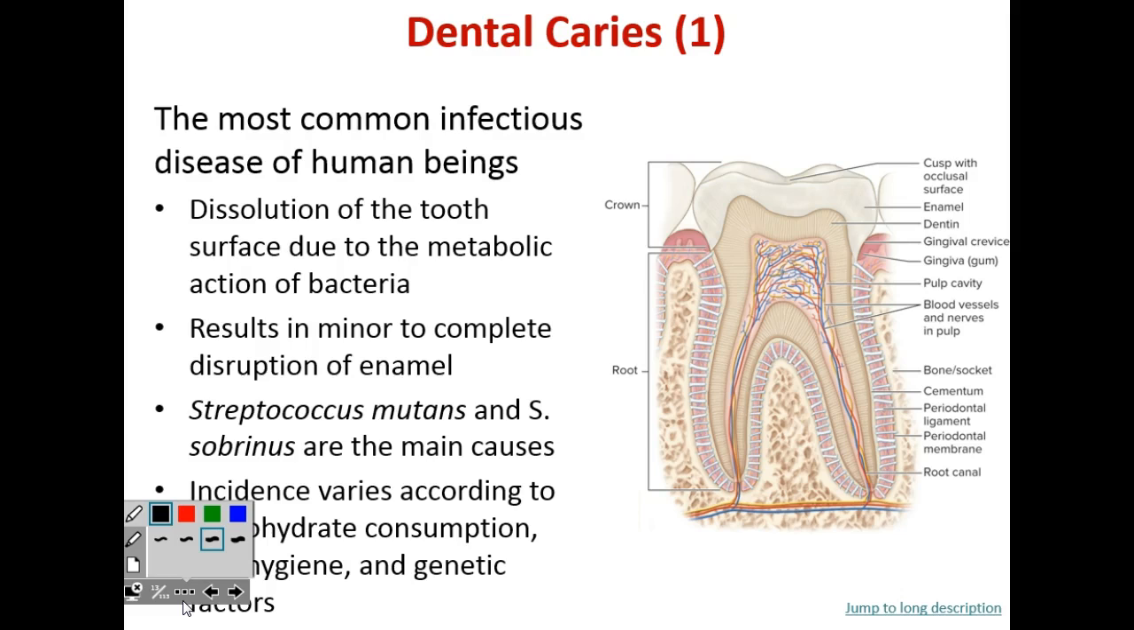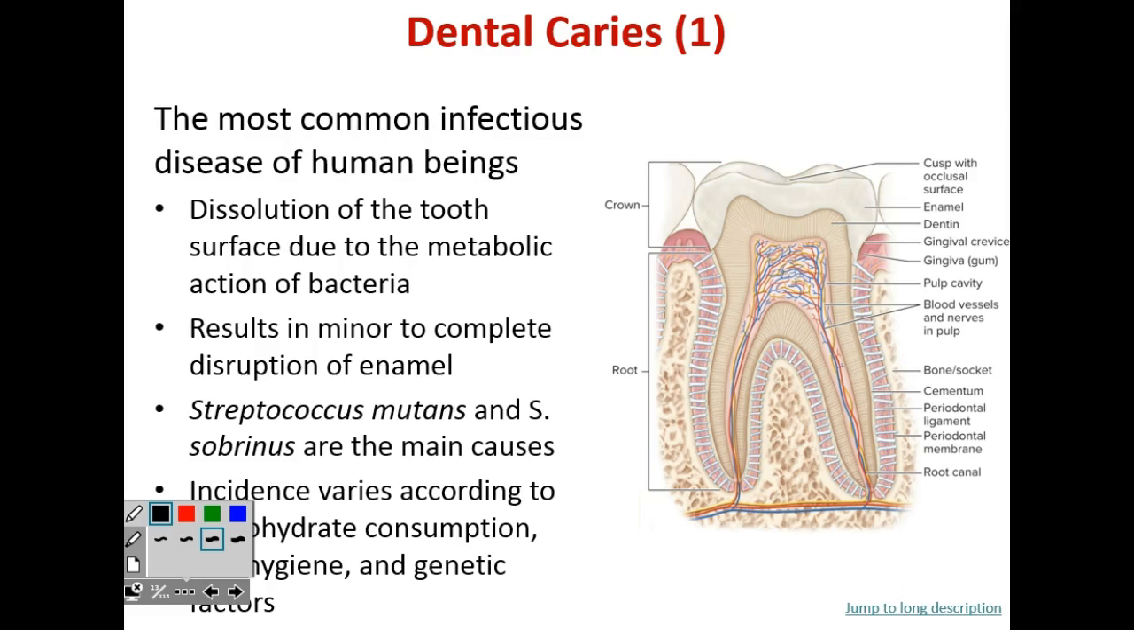All right, let's talk about dental caries. And as I go through this one, I'm going to tell you those that are on the quiz. How about that? The most infectious disease of human beings, dental caries. Dissolution of the tooth surface due to metabolic action of bacteria results in minor to complete disruption of enamel. Streptococcus mutans and Streptococcus sobrinus are the main causes.